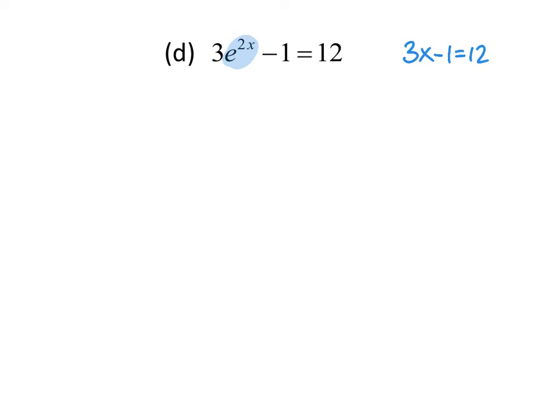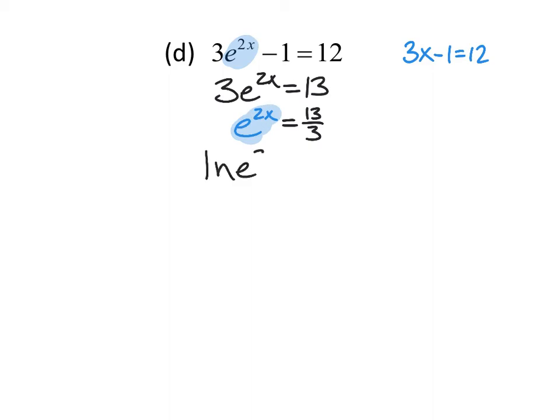So I'm going to add 1 to both sides. So it'd be 3e to the 2x equal to 13. Divide by 3 on both sides. E to the 2x equal to 13 divided by 3. Now my exponential expression is isolated, and I can take the natural log of both sides.